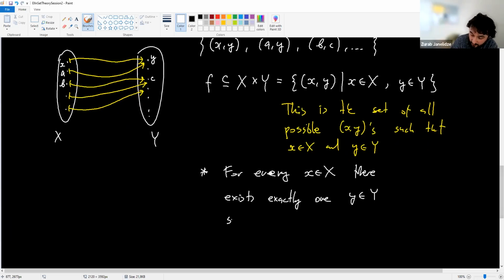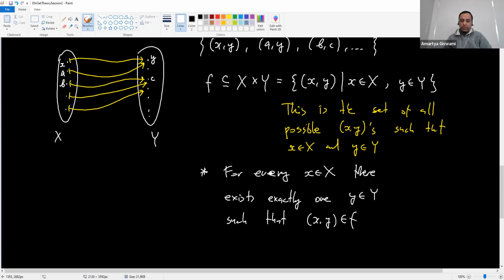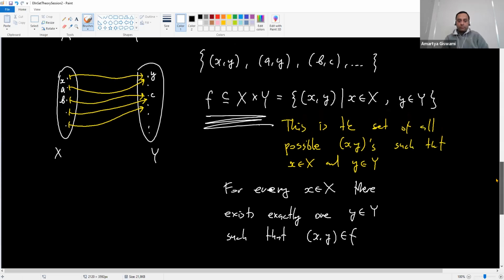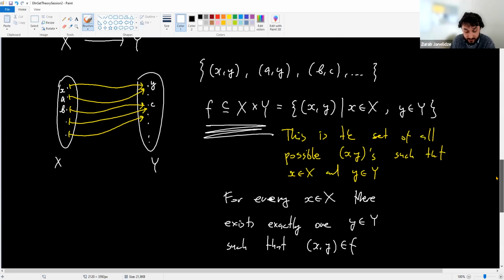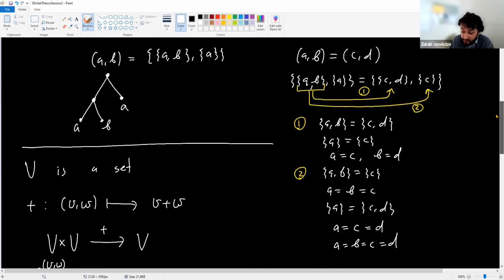Such that the pair xy belongs to f. So this would be the definition, the axiom we want to put in order for a subset of the Cartesian product to be a function. Okay, so we now know how to represent functions as sets, and that's basically it.